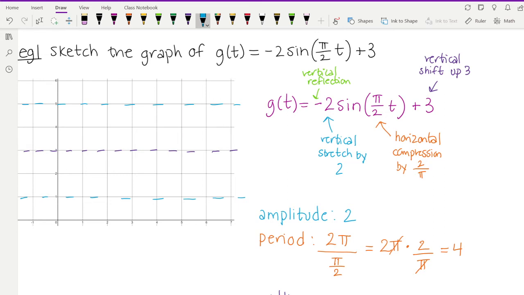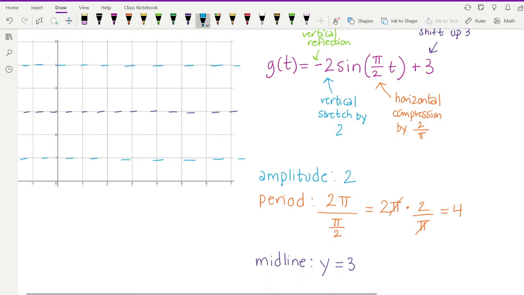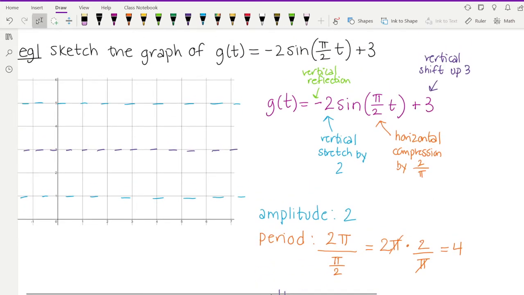Okay, so what else do we need to know about this function? Well, its period is 4. So that means that it's going to go through one full cycle. It hasn't been shifted horizontally, so the cycle is still going to start at 0, but it's going to end at 4. So the period is just going to be 4.